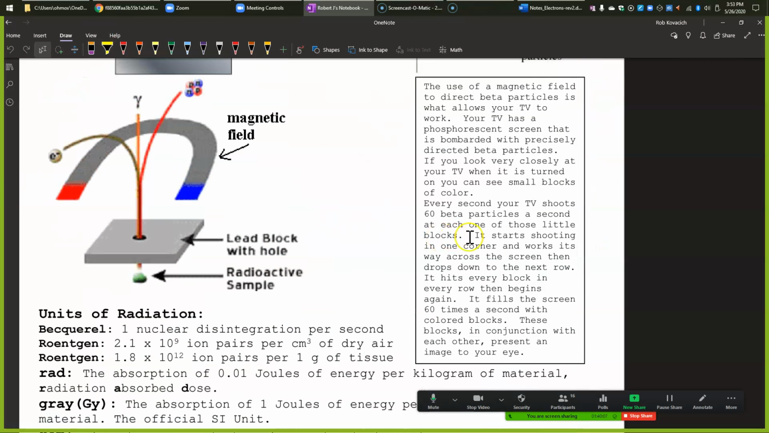Same exact situation happens with the magnetic field. It's just instead of it being an electric field, it's a magnetic field. So the beta particle would be skewed much, much greater going through the magnetic field than the alpha particle would.